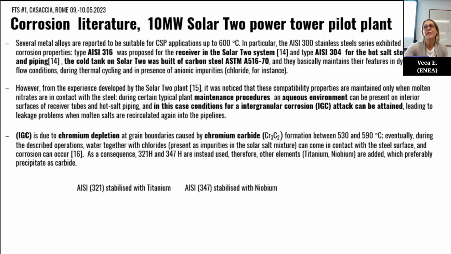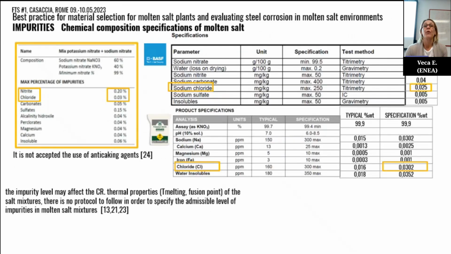Now, thinking of a practical test, one of the first best practices to follow is to check the impurities in the salts that you intend to use, mainly the chloride content, because chloride increases dramatically the corrosion rate of the stainless steel. From literature, it is reported that 0.2 is an acceptable percentage of impurity in the salt.